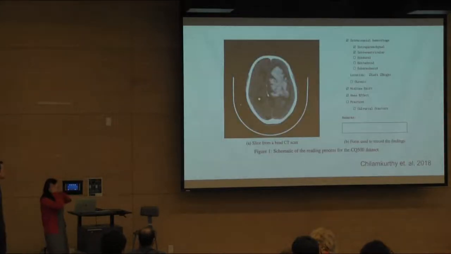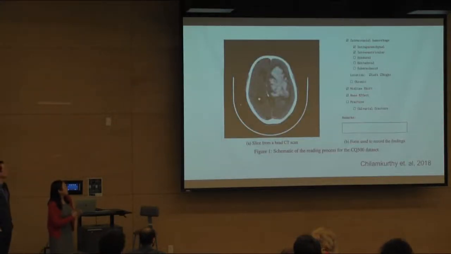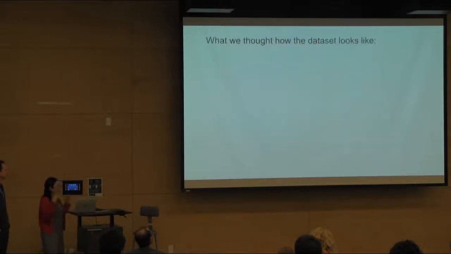So we found this paper, and this is how they show their data set. Given each slice, it has labels of either having a hemorrhage or not, and also there are subtypes. So we were like, oh, this will be a perfect data set for us to play around and learn these skills. So when we started to look at it, what we thought the data set looks like will be like this.